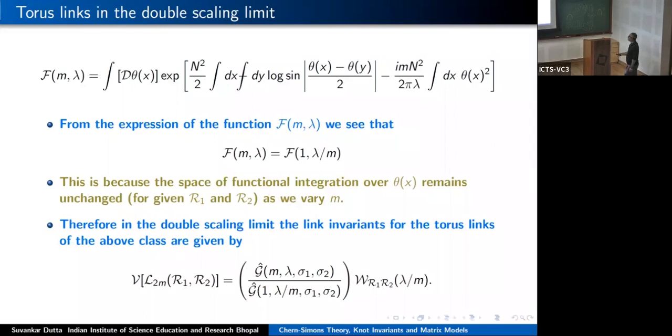Once you have that, if you know the value of F for 1 comma lambda, that means you calculate the knot invariant for the Hopf link for a value lambda by m, then you know the invariants for all the links you have for any arbitrary m, and that is what it is. So this quantity is nothing but the Hopf invariant now evaluated at lambda by m.